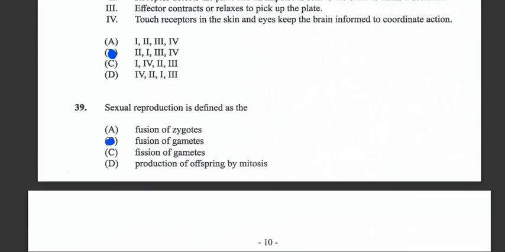Good. Number 39, we're talking about sexual reproduction. Sexual reproduction is defined as the fusion of gametes.